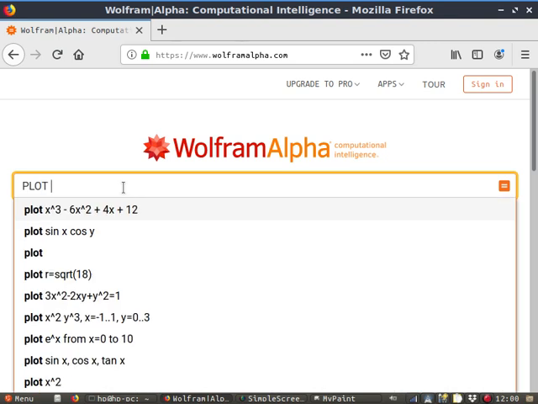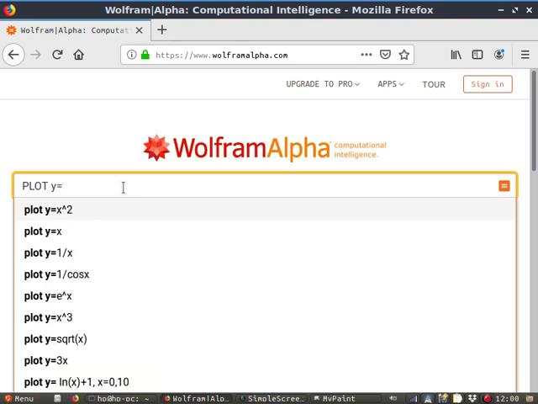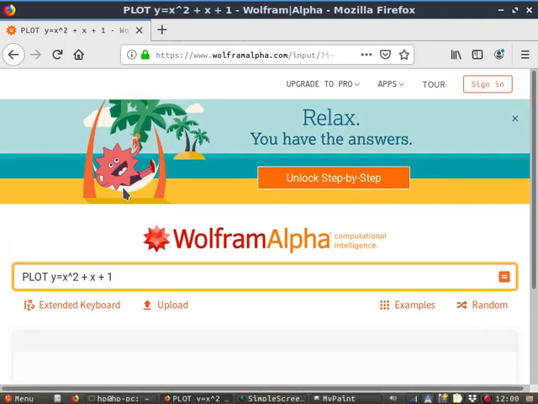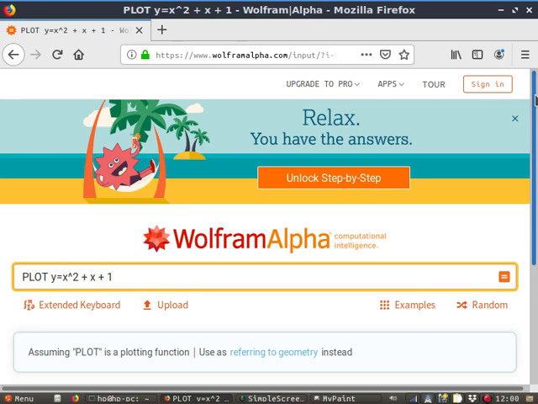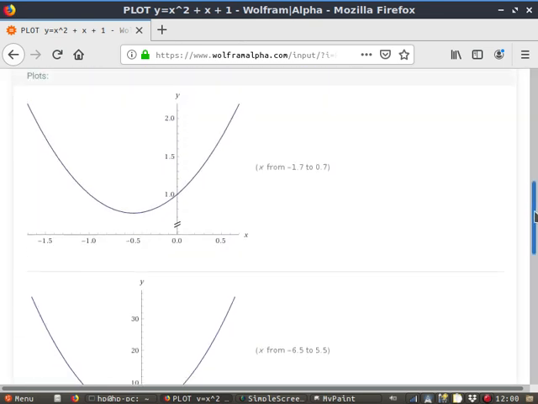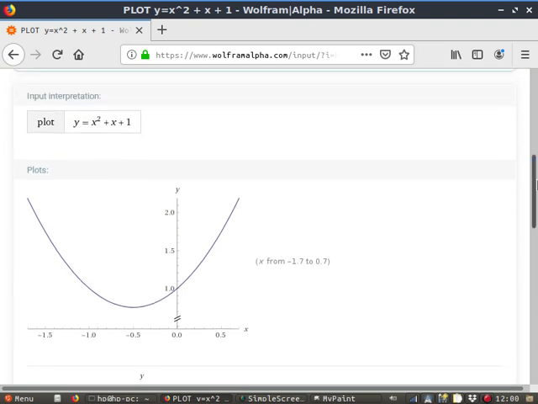Plot y equals x squared plus x plus 1. You can type in something like this. You hit enter, and then you scroll down. There we go. There it is. You get the plot.